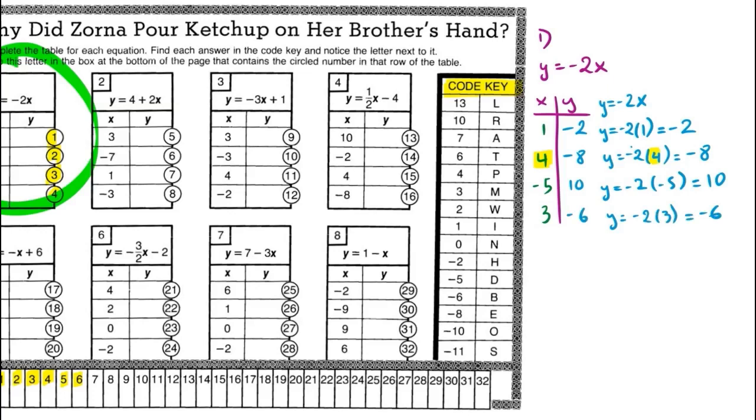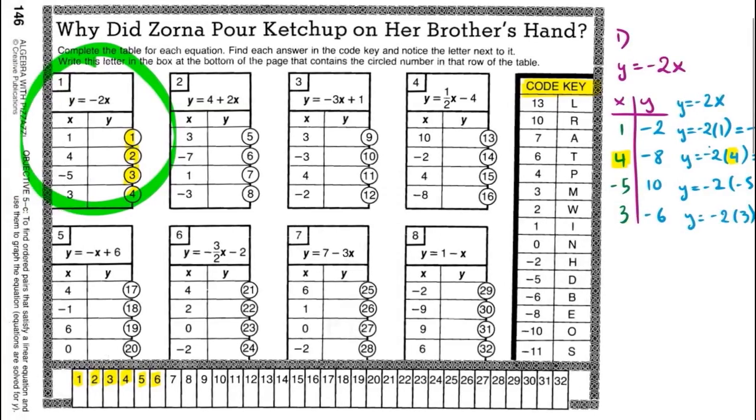Okay, when we've completed this, you're going to go back and fill in the answers. It's going to be 1, negative 2, 4, negative 8, negative 5, positive 10, and 3, negative 6. Okay, so now we're going to look at the letter. You see the first one is 1. The answer is negative 2, so we're going to find negative 2 in the code key. The letter that goes with negative 2 is H. So we're going to go to box number 1 and put H.